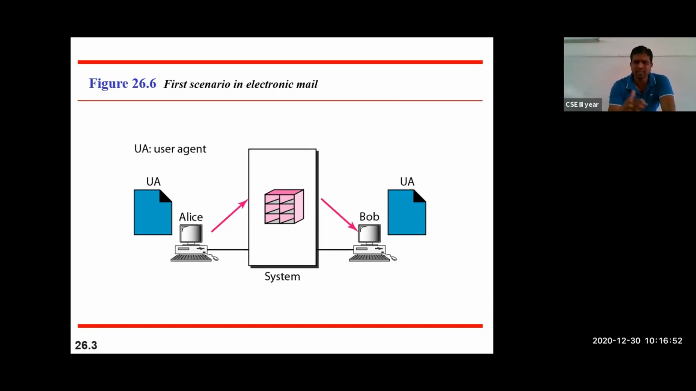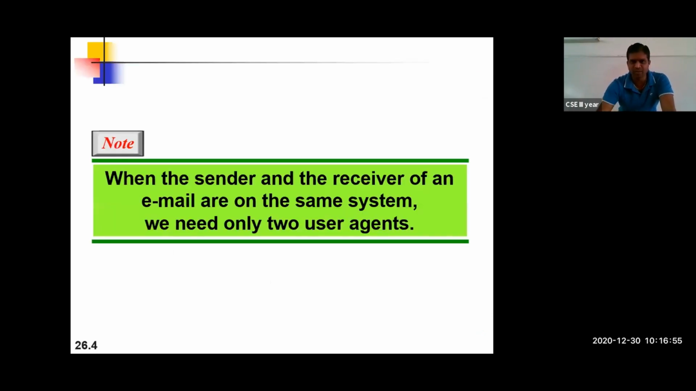But this is not the case. See how it evolves. Then comes the second scenario. So this is the first scenario I have explained: when the sender and receiver of an email are on the same system. Here, in my example, it is the same apartment. We need only two user agents.